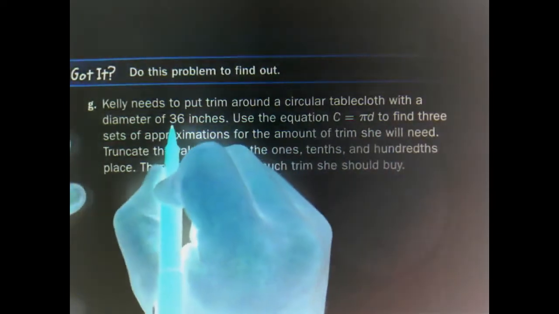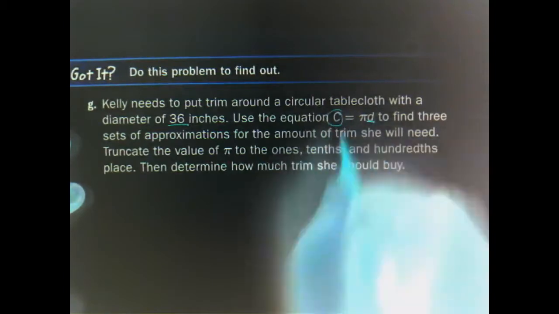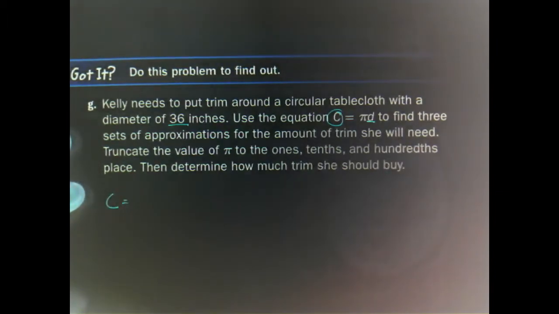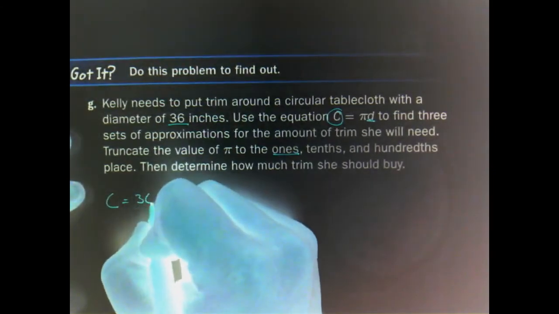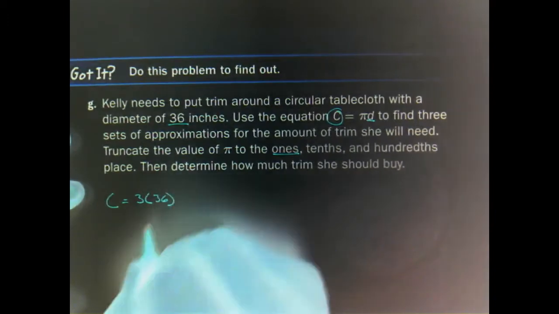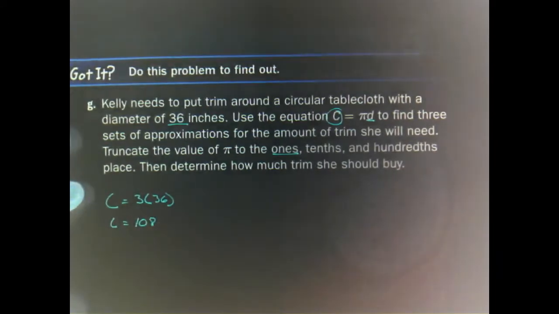So we know my diameter is 36, so that's going to go in for d. I'm trying to find C, and I know the value of pi to be 3.1415926535897. So C is equal to, first I'm going to truncate to the ones place. Well, 3.1415 on and on. If I cut it off after the ones, that's just 3. So I have 3 times my diameter of 36, and I know this is equal to 108.